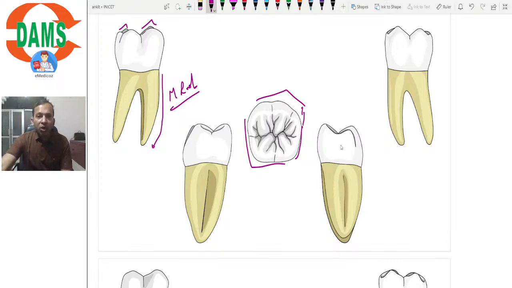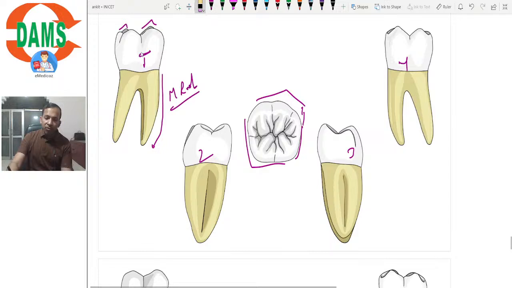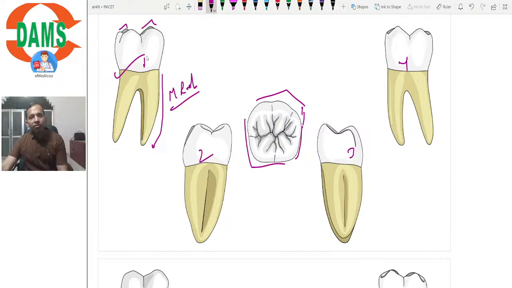So if someone asks you from which view, amongst these four views, 1 2 3 4, in which of the following views will you be able to see all the 5 cusps? It will be the buccal view. In the buccal view you can visualize all the 5 cusps, right?